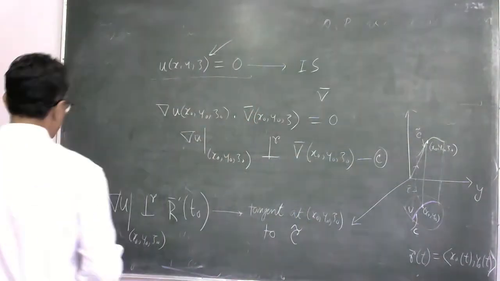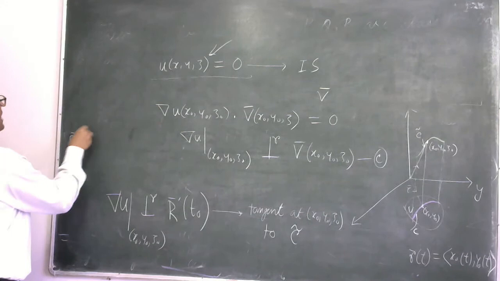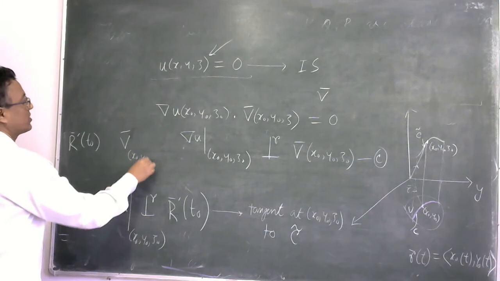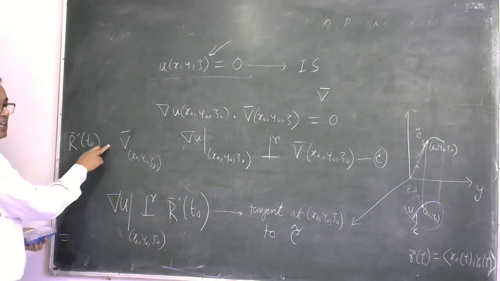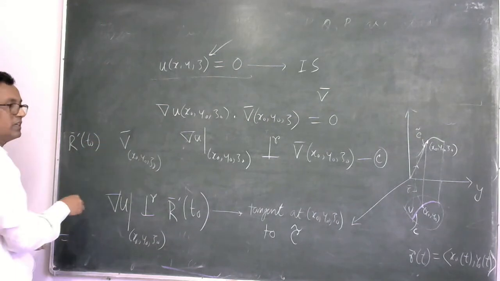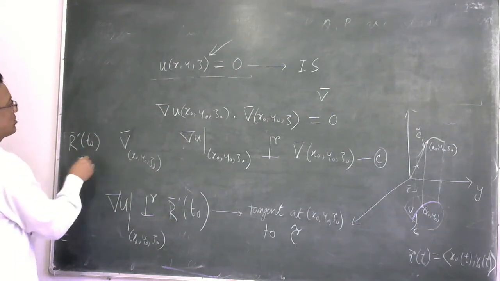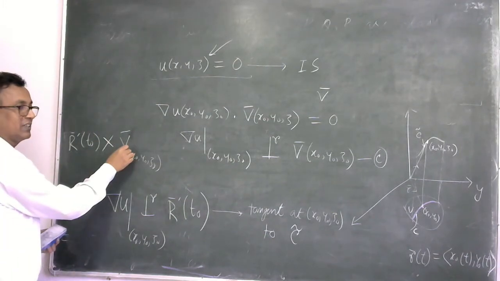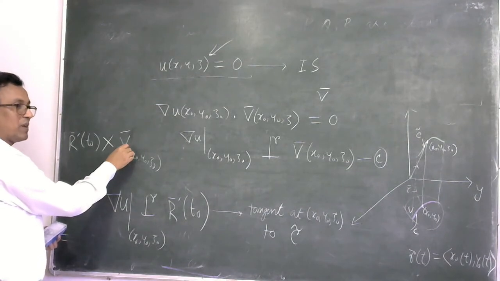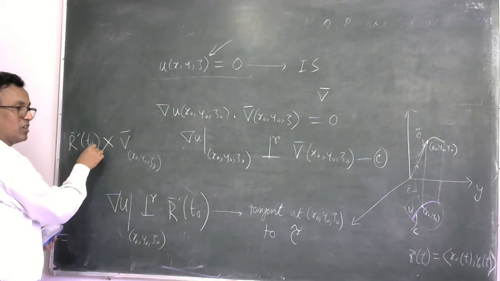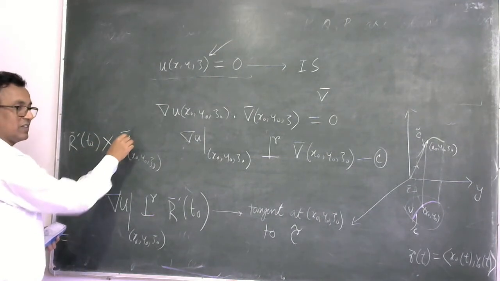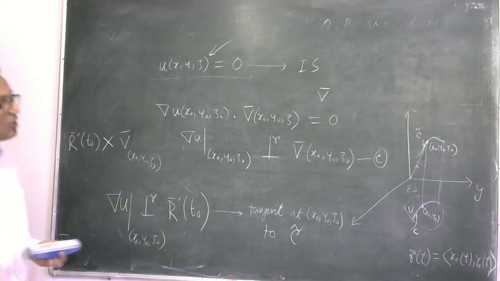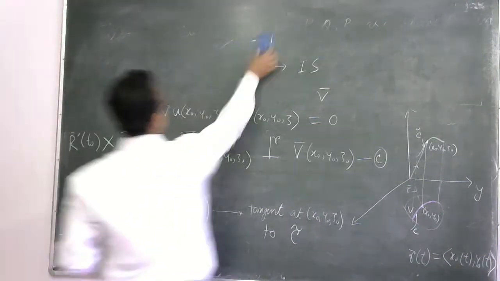Now I have been given that r prime t naught and v, at the point x naught, y naught, z naught, are not parallel by the given condition, right? But I know that their cross product is a vector which is perpendicular to both r prime t naught and v bar, isn't it? So basically, I'll tell you what is happening here.